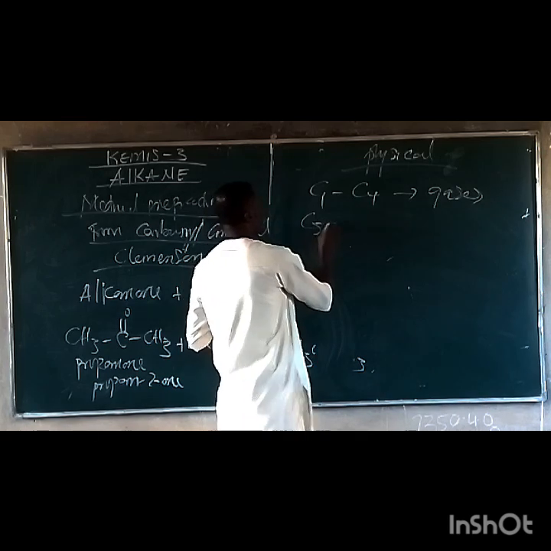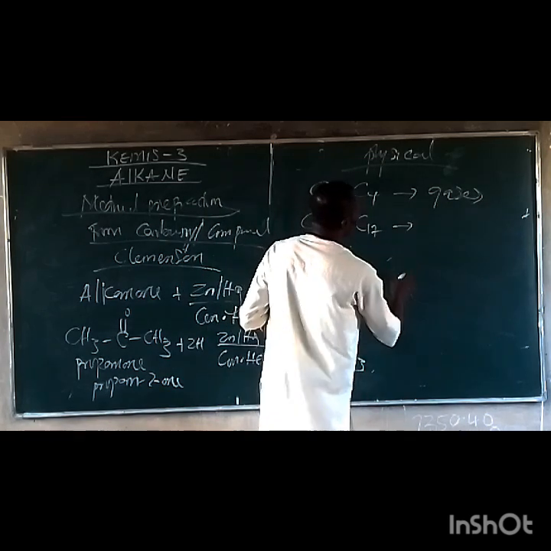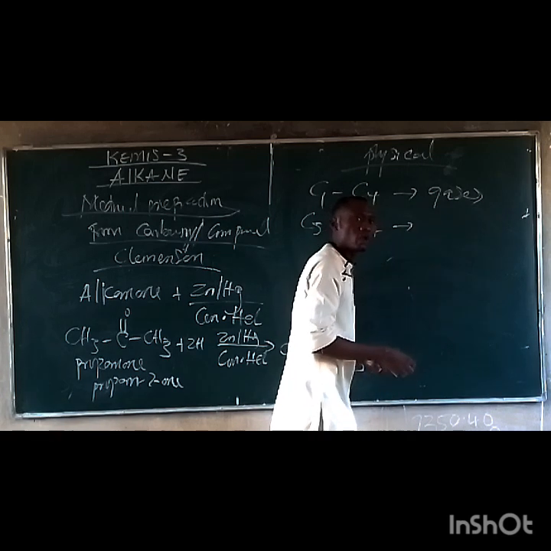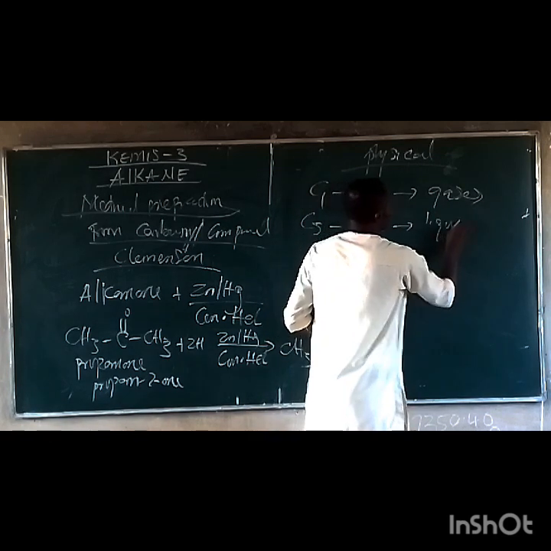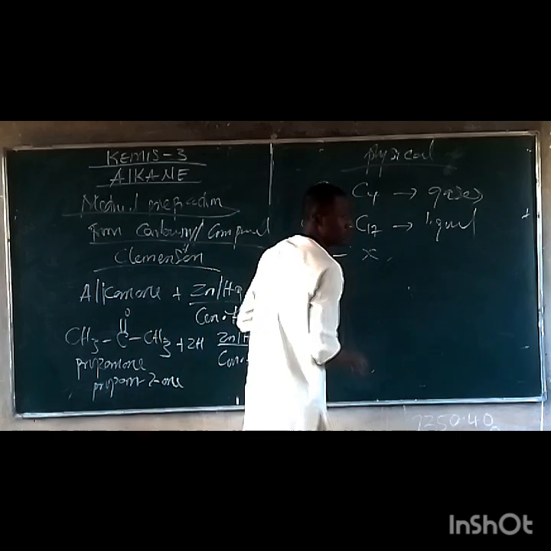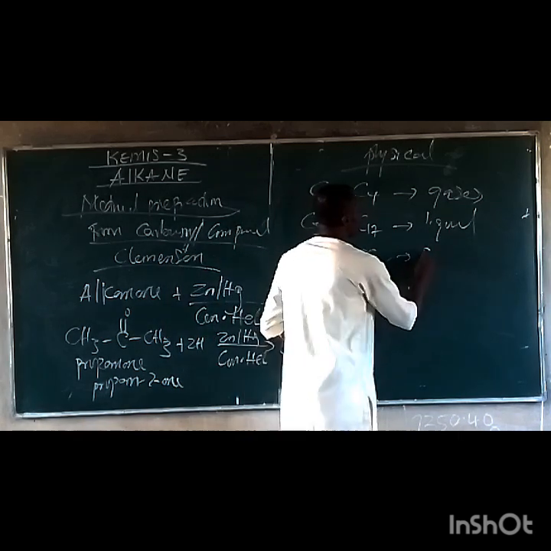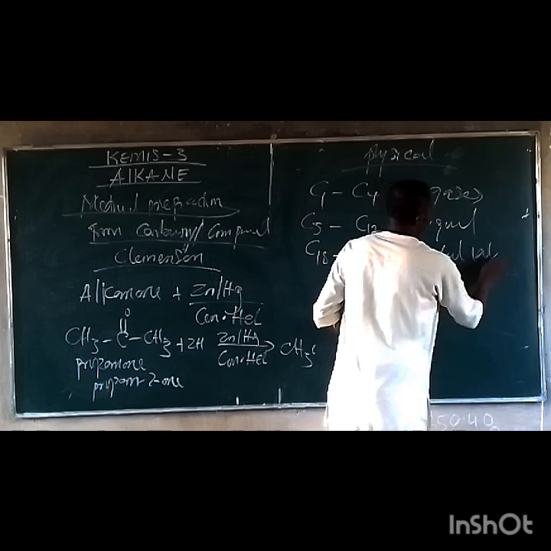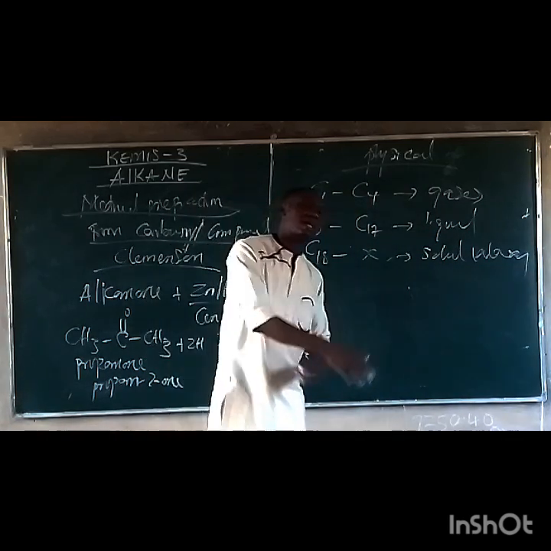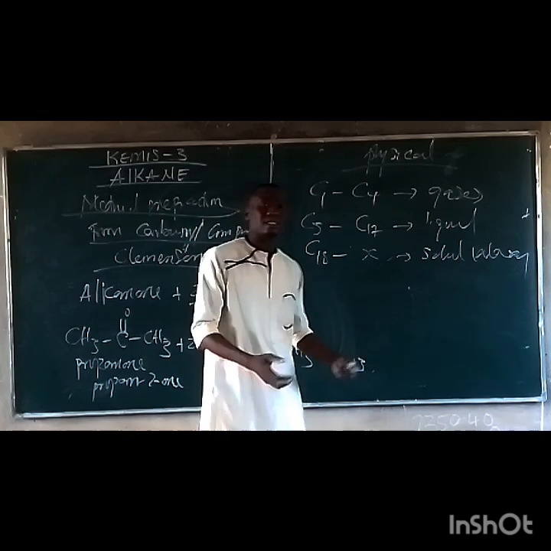If you go from carbon 5 to carbon 17, these ones are liquid. Okay, colorless gas, also colorless liquid. This one is liquid at room temperature. If you go from carbon 18 and above, these are waxy solids at room temperature. They are less dense than air. Okay, they are less dense than air.